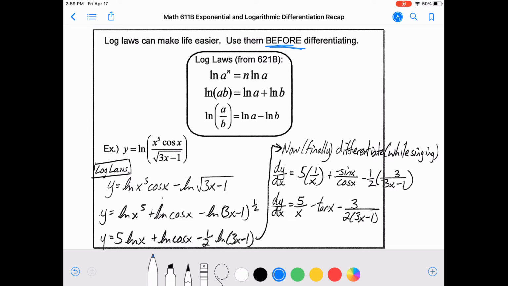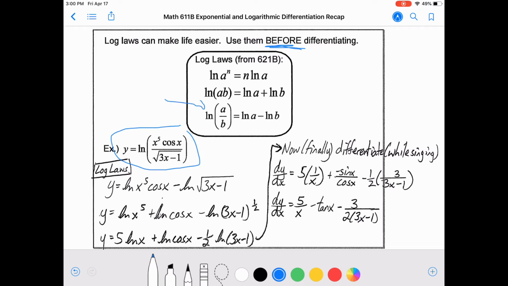So when I look at the example question here, it's ln of a huge mess. I could try and sing my way through it and put that on the bottom, but then finding its derivative to put on the top is going to be extremely difficult. So instead I'm going to ask myself, what log laws can I use? And the one that really jumps out to me first is that there's division here.